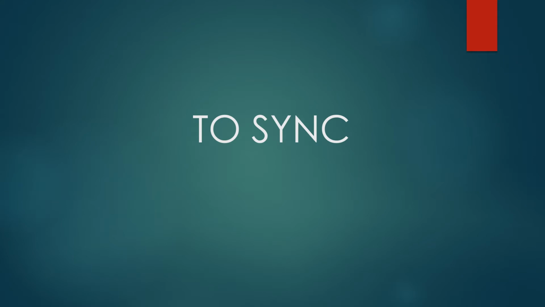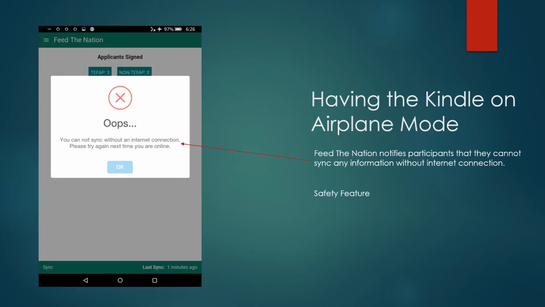Since our mobile devices are now capable to work offline at food distributions, you have to be connected to Wi-Fi or internet connection in order to sync before signing out on your mobile device. Another safety and informative feature that Feed the Nation has is notifying our participants that are using the Kindles about when the proper time is to sync the information.